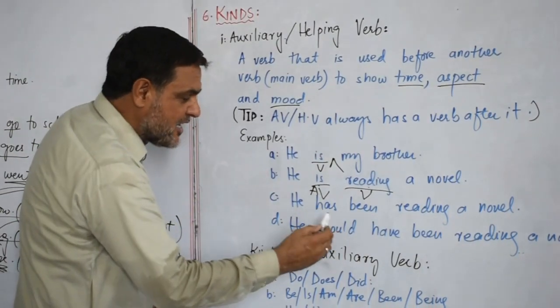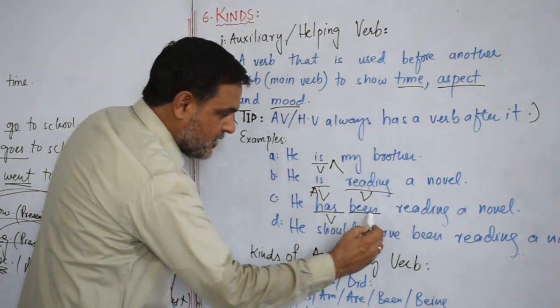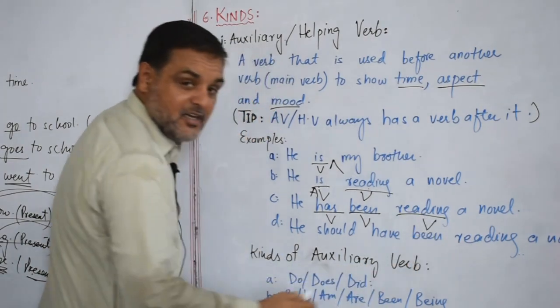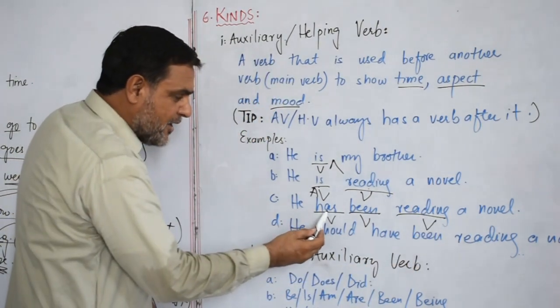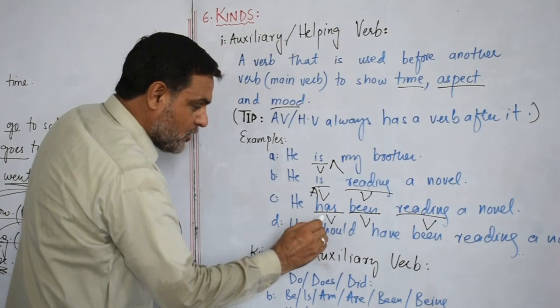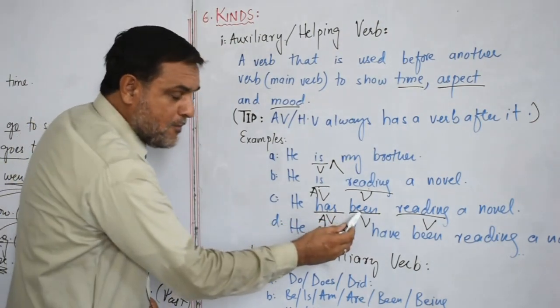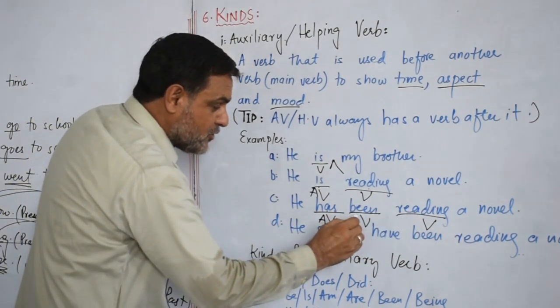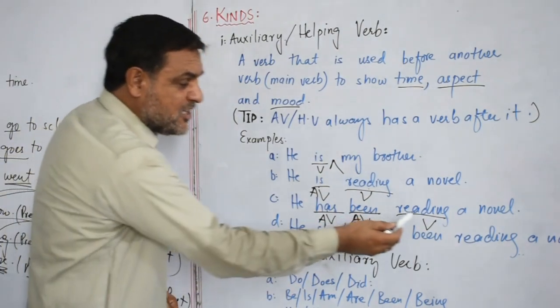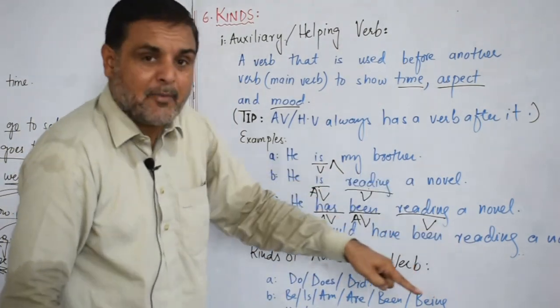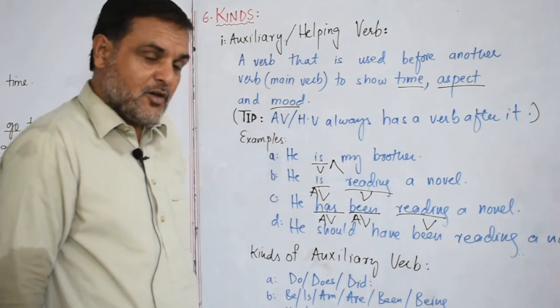He has been reading a novel. Three verbs: verb 1, verb 2 and verb 3. There are three verbs after it. This verb has two verbs after it, so this is an auxiliary verb. This verb "been" has one verb after it, so this is also an auxiliary verb. But this one does not have any verb after it, so it will not be called an auxiliary verb.